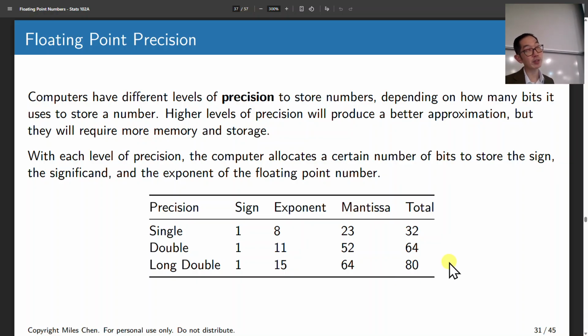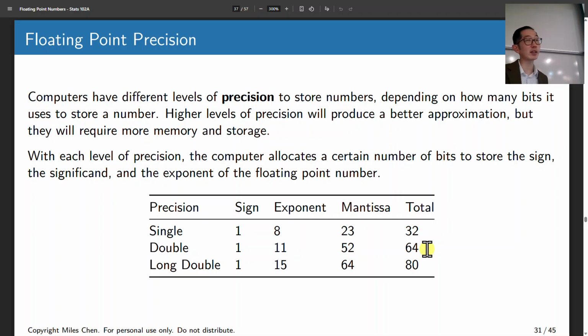Most computers today default to using double precision floating point. But if you have a limited, tiny little computer chip and you're trying to do something, you might use single precision floating point, which uses only 32 bits. R only supports double precision floating point, okay? But in other languages, Python, C, and so on, you can use single or long double or things like that.